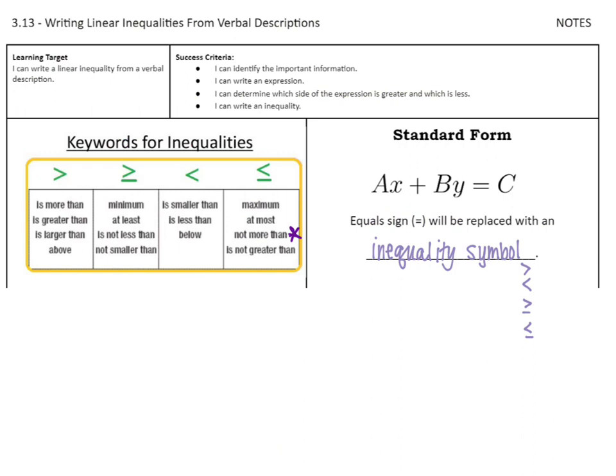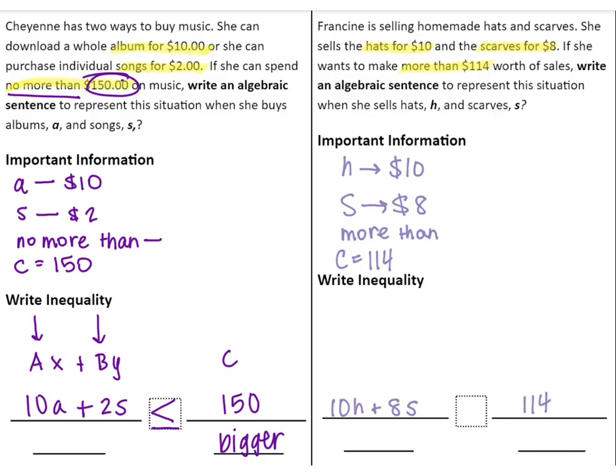Now, she wants to make more than $114. If I go back to my little table, she wants to make more than, I see it's this one right here. She wants to make more than $114, right? She doesn't want to make $114. She wants to make more than that. So whatever the hats and scarves that she sells, we want that total to be greater than 114. So my left expression is going to be bigger, and that is how I knew to draw my sign facing that way.